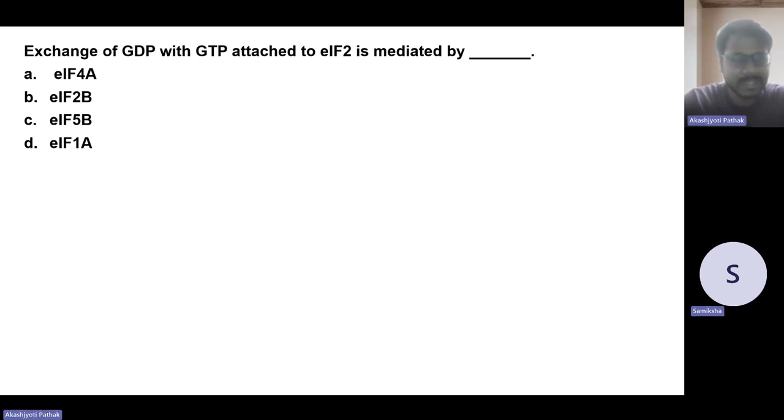Now answer this question. So exchange of GDP with GTP attached to EIF2 is mediated by EIF5B. So here the question that has been asked is exchange of GDP with GTP.